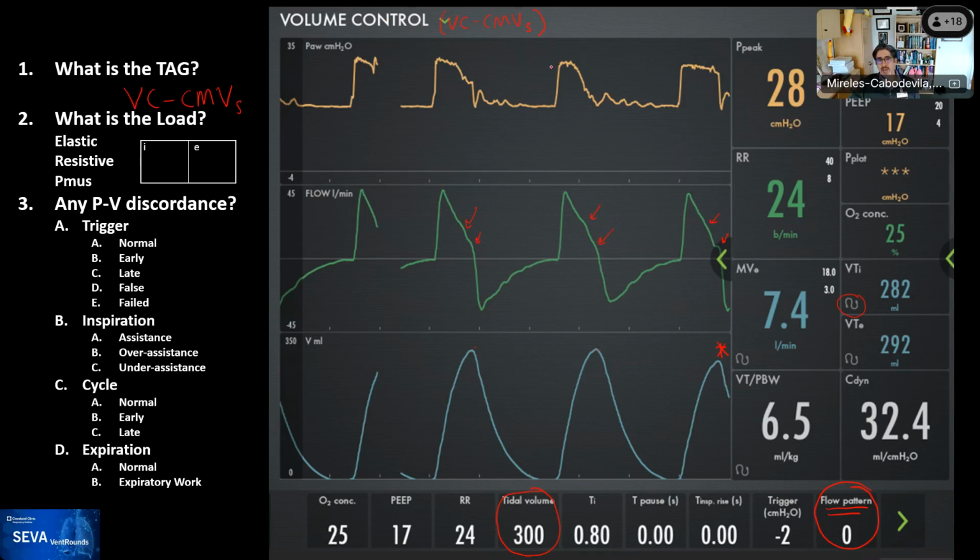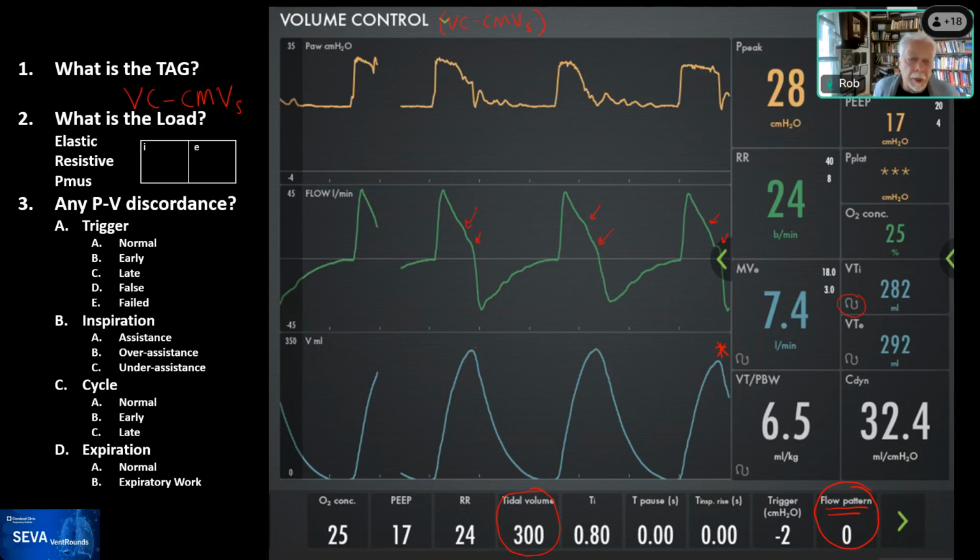the dual targeting or flow adaptation does not work when you modify the flow pattern. So if the flow pattern is not 100%, this cannot be dual. It becomes definitely volume control. Rob, comments? Just another way of saying that is that the flow adaptation only happens with a constant inspiratory flow setting. And anytime you change the flow pattern, then it's not constant anymore.